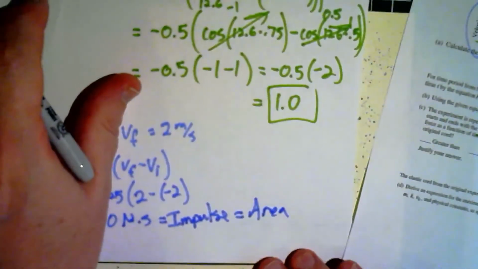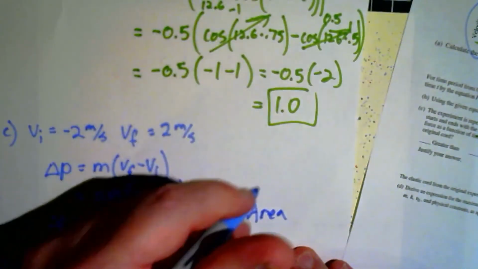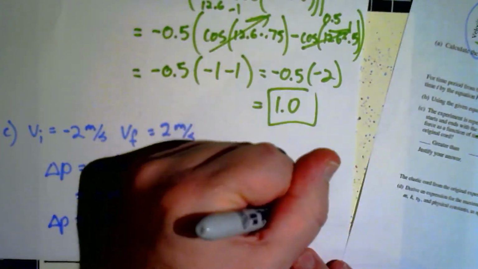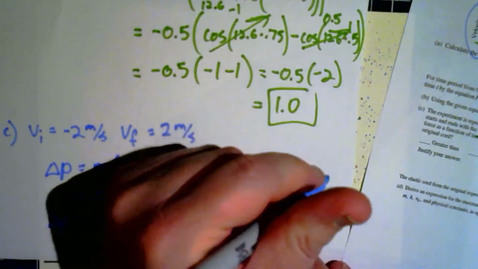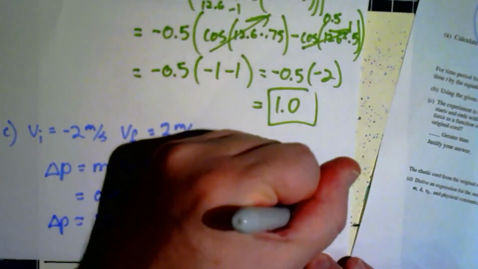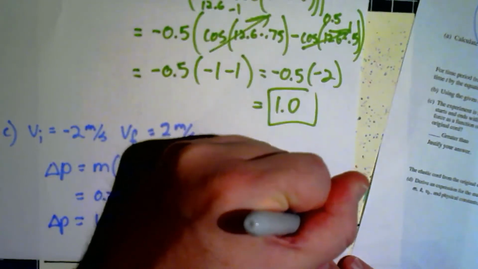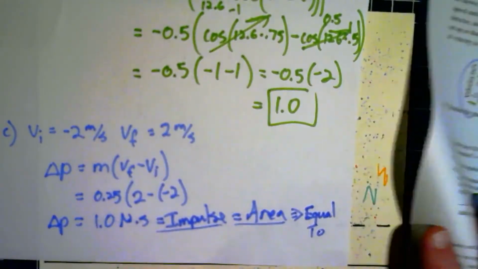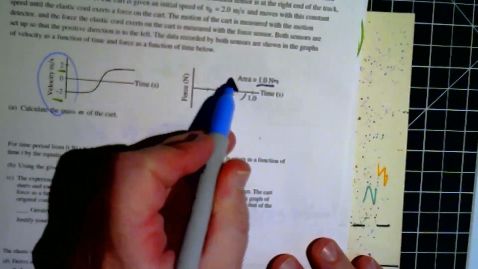Sorry guys, I'm off the page here. 1.0 Newton seconds, which is the impulse, which is the area. And so sure enough, there's no change for that graph. So it has to be equal to the original equation that's up here. Now what's going to happen is that graph is going to change. The area doesn't change, but the graph is going to change.